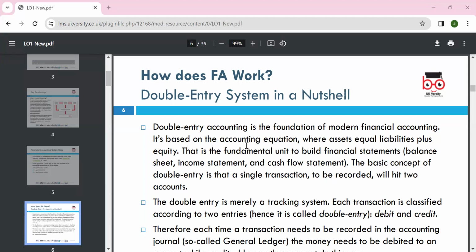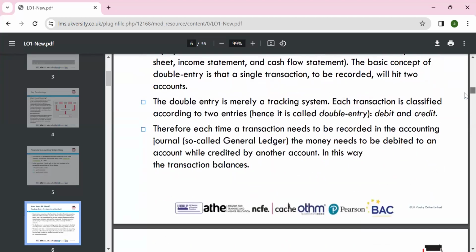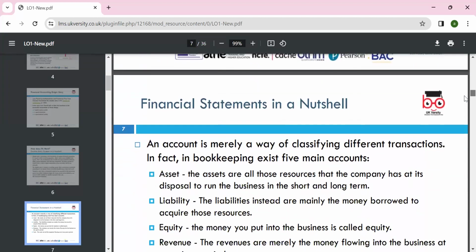So we can look at three statements according to IFRS: statement of comprehensive income, also known as income statement, statement of financial position, also known as balance sheet, statement of cash flow, and statement of equity. These are the four statements we prepare. And as mentioned, in double entry bookkeeping we do debit and credit, and that will help to record the transactions. Then we can prepare final accounts from these.